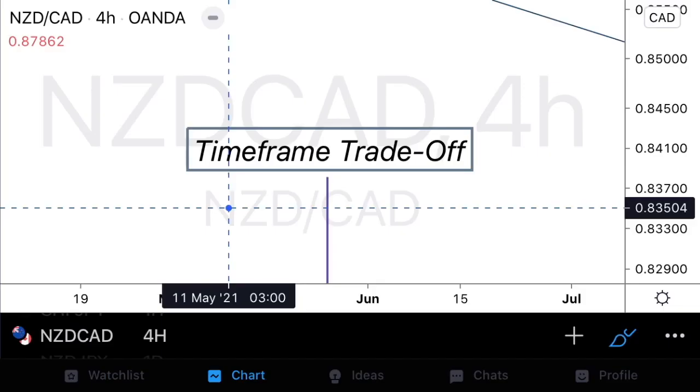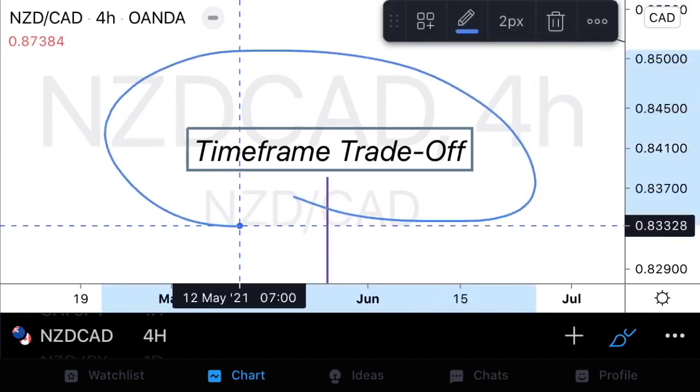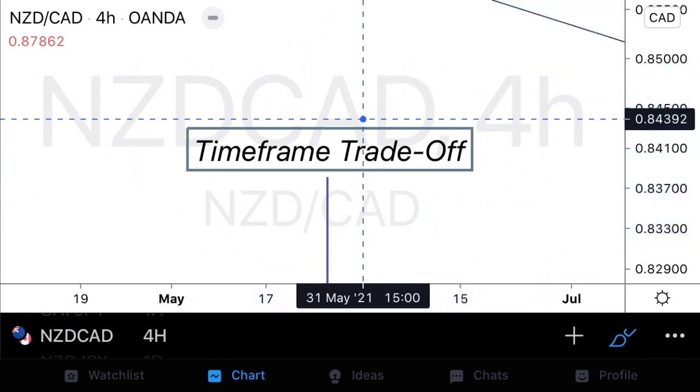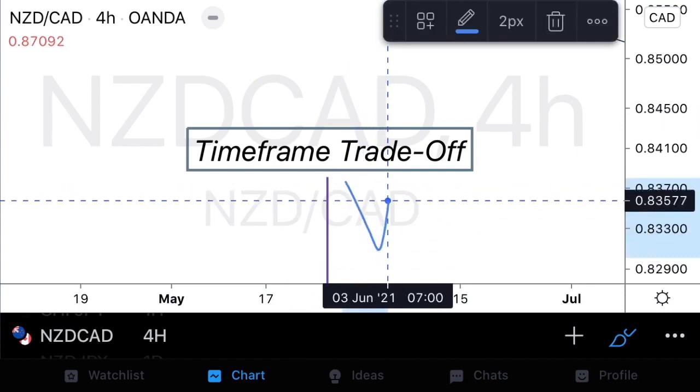In today's video, guys, we're going to discuss something fundamental. We're going to be looking at the time frame trade-off. Now, trying to understand the time frame trade-off will allow us, or needs us, to actually understand a lot of subsequent concepts, like understanding imbalances.